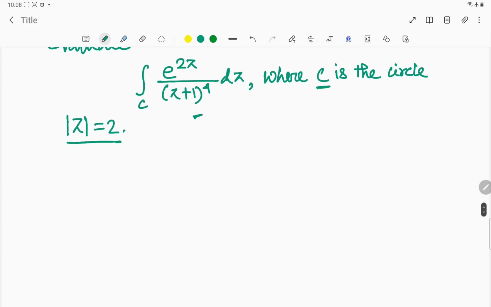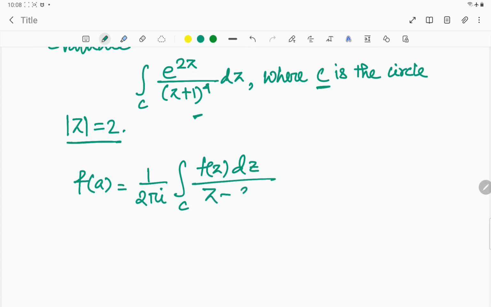So before proceeding, you must remember Cauchy's integral formula, which says: suppose f(z) is a function which is analytic within and on a closed curve, and if a is a point within C, then we can write f(a) is equal to 1 by 2 pi i, integration over C of f(z) dz divided by z minus a.